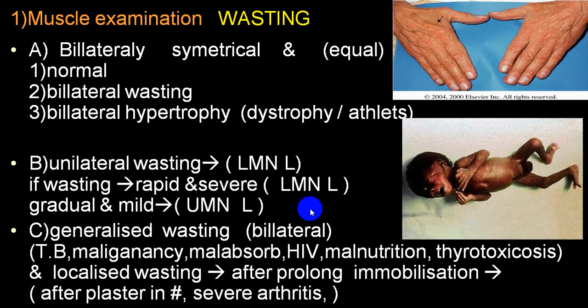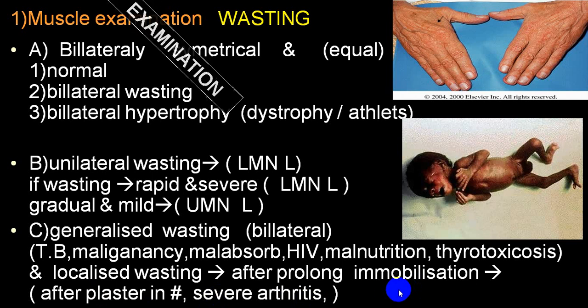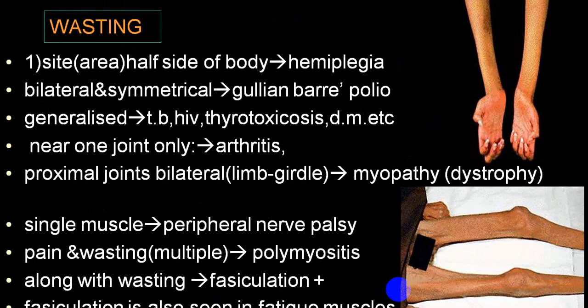disuse atrophy. Generalized wasting, we have mentioned tuberculosis, malignancy, malabsorption, HIV, Kwashiorkor, marasmus, thyrotoxicosis, etc. Also, localized wasting can be seen after prolonged immobilization, usually if there is a fracture and the plaster was used, or a person who has got a severe deformity, and because of immobility of the joint you can get wasting. So look for that wasting, and in a wasted muscle you can see fasciculation in a lower motor neuron palsy. And then you will have to look for the area of involvement.